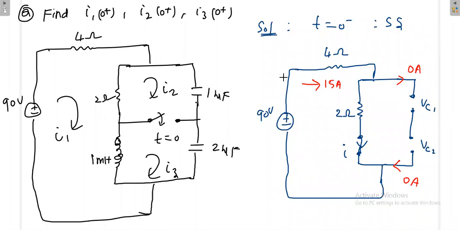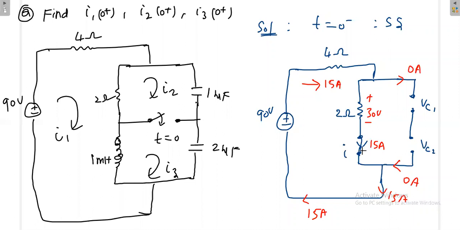If 15 ampere current is flowing here, then what will be the voltage drop here? 15 into 2, that is 30 volt. Now we have calculated the voltage drop here, and we also know the current in this branch is 15 ampere only. The same current will come here. 15 ampere is going this way, so 15 ampere has to enter this way. So now we know the current through the inductor.